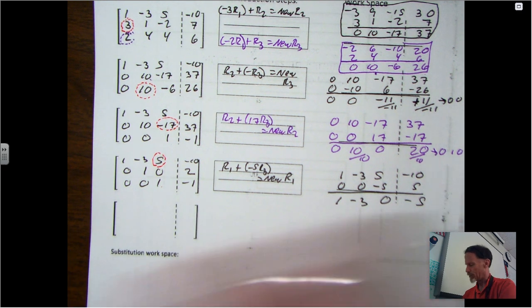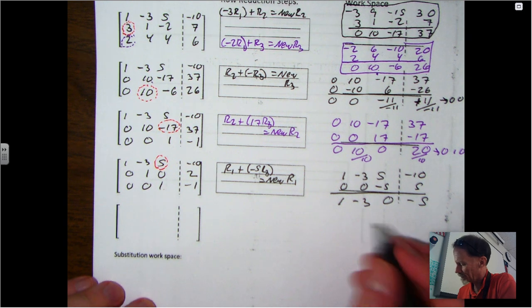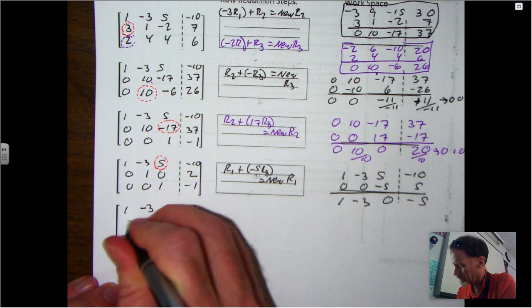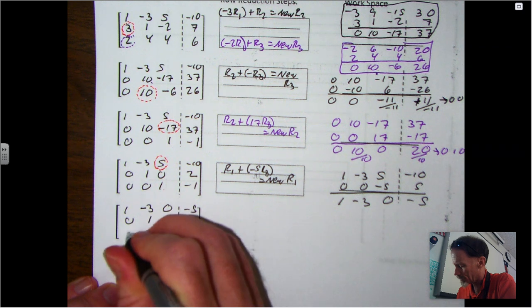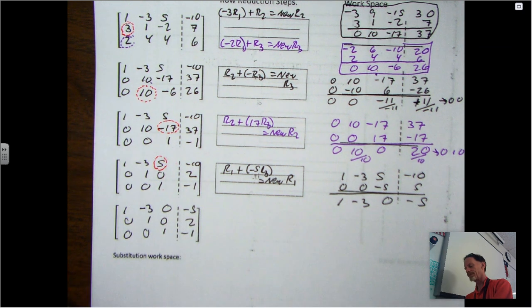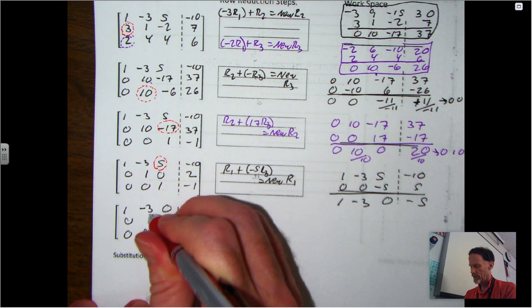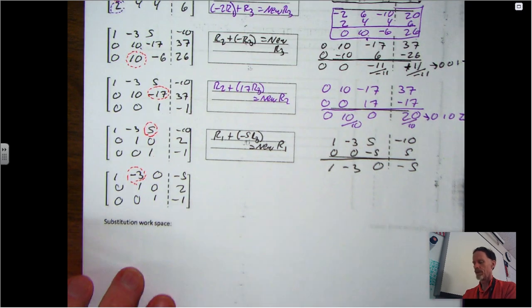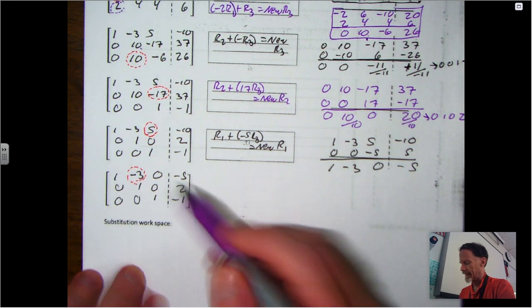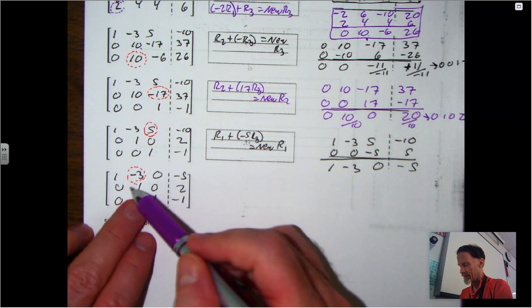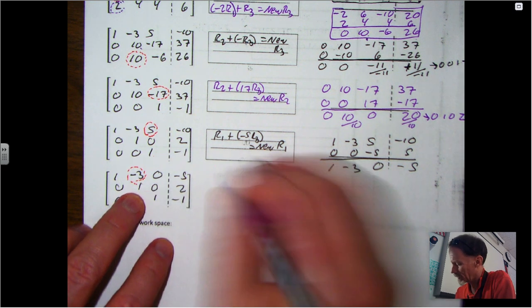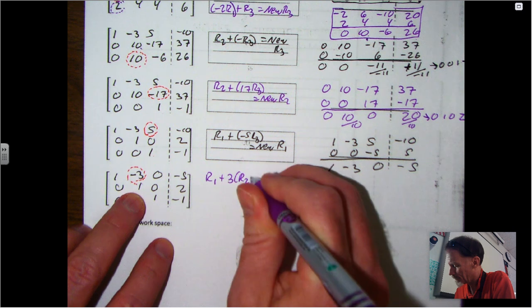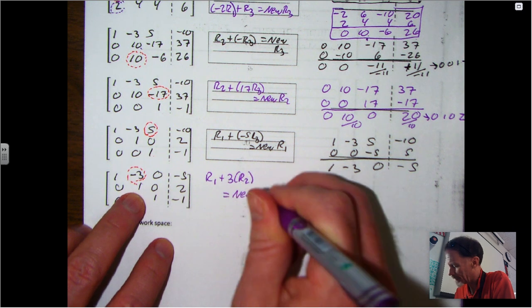Now that doesn't simplify, and it's okay. So we're going to set that up. So 1, negative 3, 0, negative 5, 0, 1, 0, 2, and 0, 0, 1, negative 1. And the last one, our big finish, the grand finale, we're going to make that into a 0. And again, my only choice really is to multiply that second row by 3, and then combine it. So this is going to be R1 plus 3 R2. And that's going to be my new row 1 again, my last row 1.